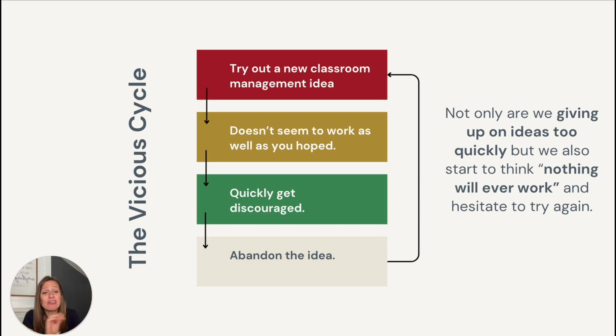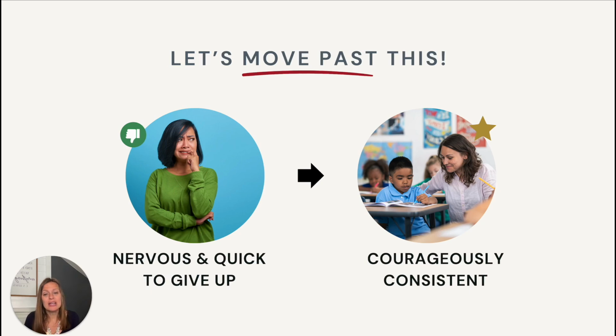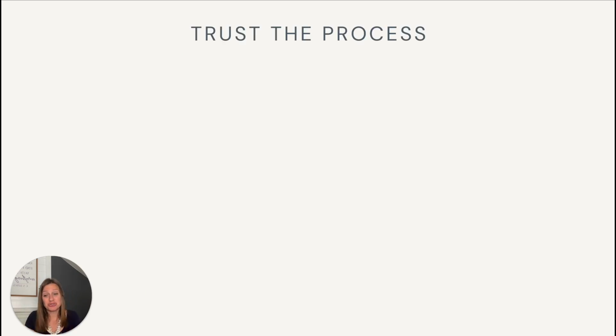Okay, so we can't give up on ideas too quickly. Sometimes the idea is great. We just didn't give it enough time. We didn't trust the process. But another thing that can happen is not only are we giving up on ideas too quickly that maybe actually would have worked, but we can also start to get this thinking of nothing will ever work and hesitate to try again, okay? So we have to move past that. We can't be nervous and quick to give up on ideas. Instead, we have to be courageously consistent and we have to trust the process.